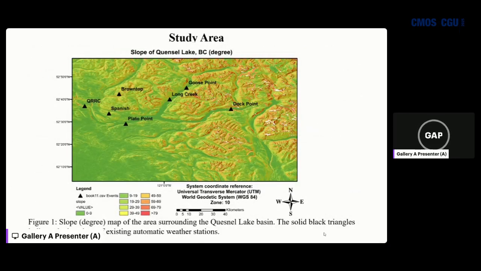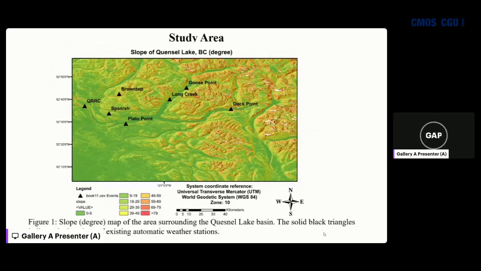In this picture, you can see the Quinnell Lake Basin. This image shows the slope of this area. The green shade shows the flat area, and the brown shows the very steep slope area. In some areas, the slope exceeds 80 degrees.